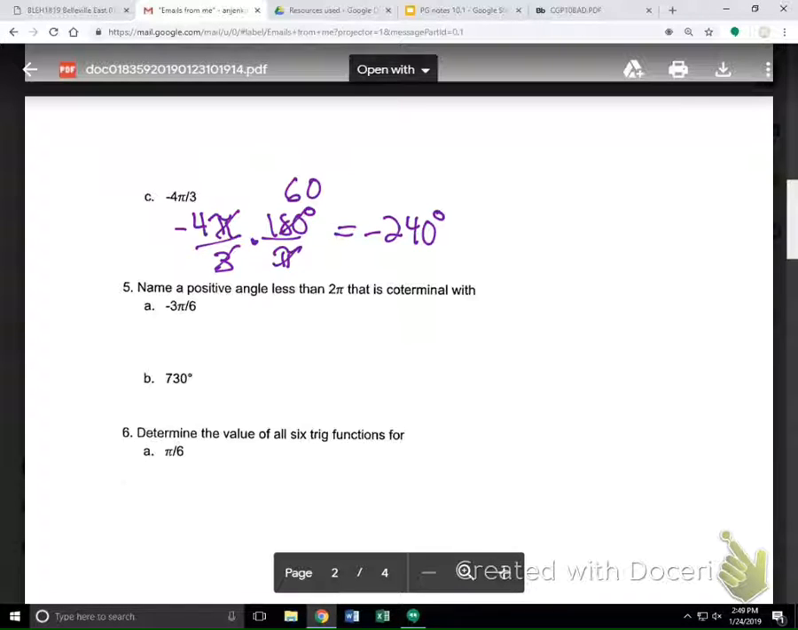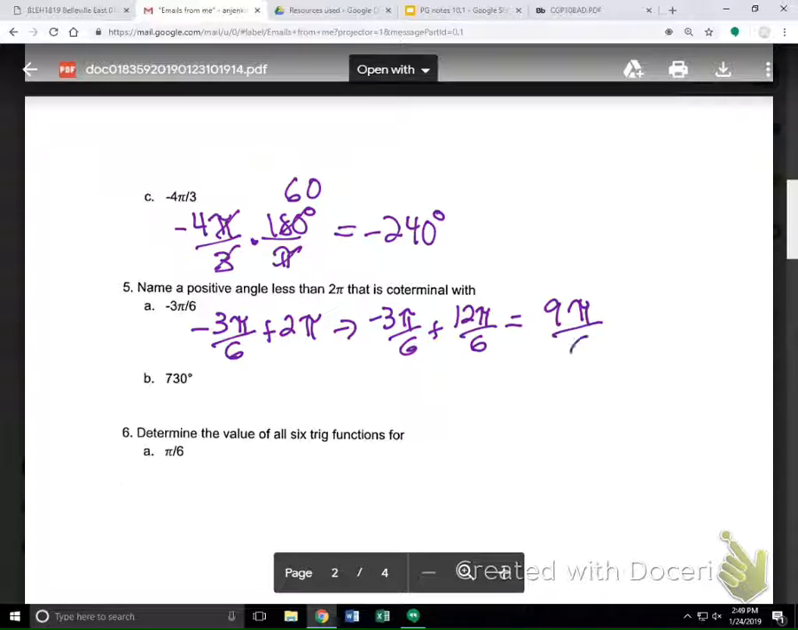How did you do that, Kennedy? You just told me you knew, so how'd you do it? So we're going to add 2 pi because we want it to be positive. Adding 2 pi is the same thing as negative 3 pi over 6 plus 12 pi over 6, because remember, you're getting a common denominator there. This gives you 9 pi over 6. You reduce because of 3. So we get 3 pi over what? 2. Nice job.